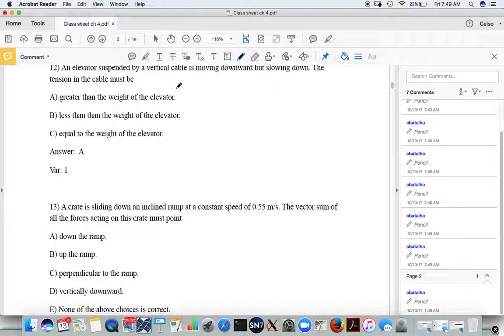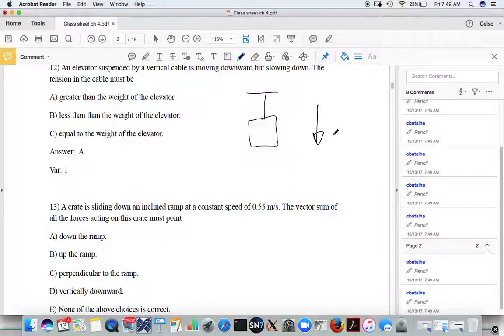An elevator suspended by a vertical cable is moving downward. That's the cable. That's your elevator. The elevator moves downward. So if you take your y-axis like this, your x-axis like that, the elevator is moving in the negative y-axis direction. But it is slowing down. So this is the direction of your velocity vector. If it is slowing down, acceleration must have an opposite vector.